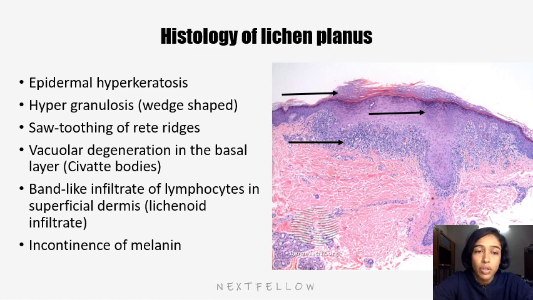Incontinence of melanin is also a point in lichen planus. When lichen planus heals, melanin drops down into the dermis. That's called incontinence of melanin. Melanocytes, as we know, are in the basal layer of the epidermis, and because of the inflammation, during the healing process, some melanin drops into the dermis. That's called incontinence of melanin.